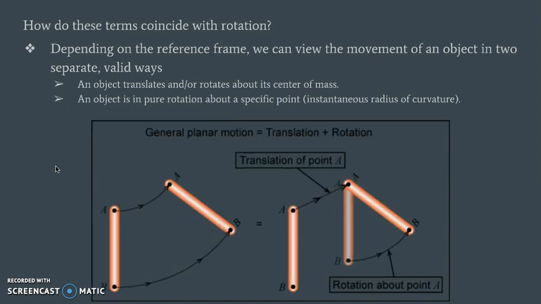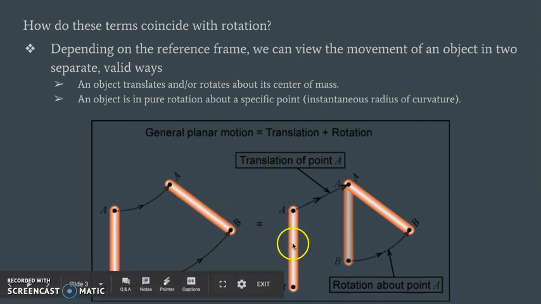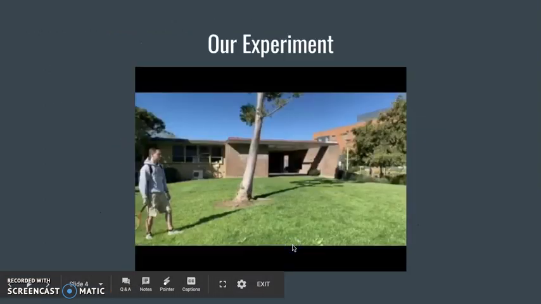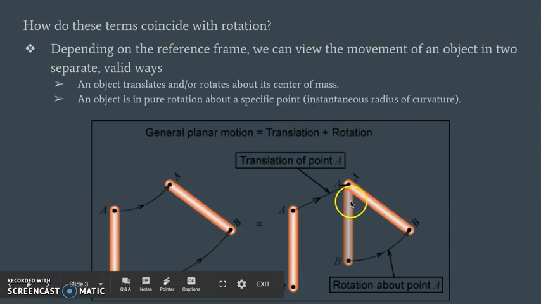As seen on the diagram on the left, you can consider this body to be translating about its center of mass while also rotating as it's moving. Or you can consider this body to be in pure rotation about a point that is off of the rigid body. As seen in the diagram on the right, the object first translates about its center of mass, and then it rotates about one of its ends.